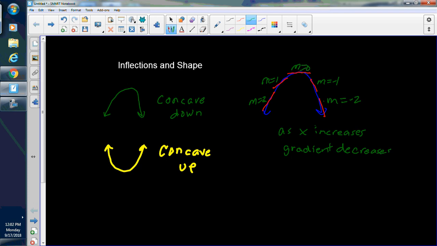And that's also the first derivative. Which means that the second derivative has to be less than 0. Now a similar thing can be said about when it's concave upward, that the gradients are going to increase, and then that would indicate that the first derivative is increasing, so the second derivative has to be greater than 0.